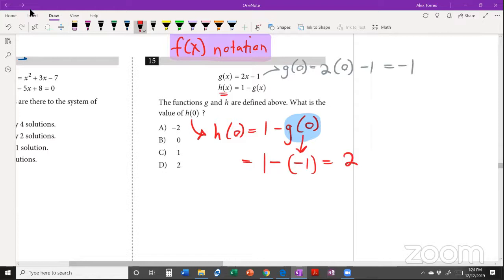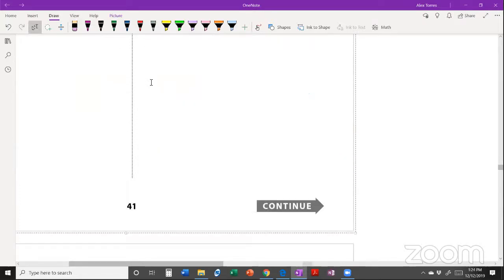But we know that most of the wrong answers on this question will always be 0, because if you're not careful with that negative sign, you'll get 1 minus 1 in a rush. You'll get 0. And choice B on number 15 would have been wrong. The answer is D. Now we're going to 16.